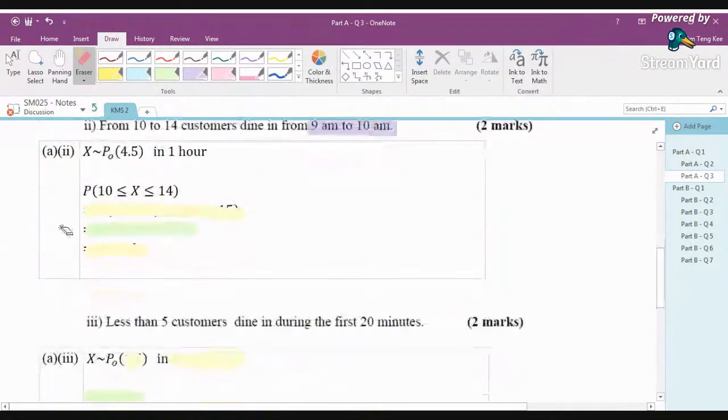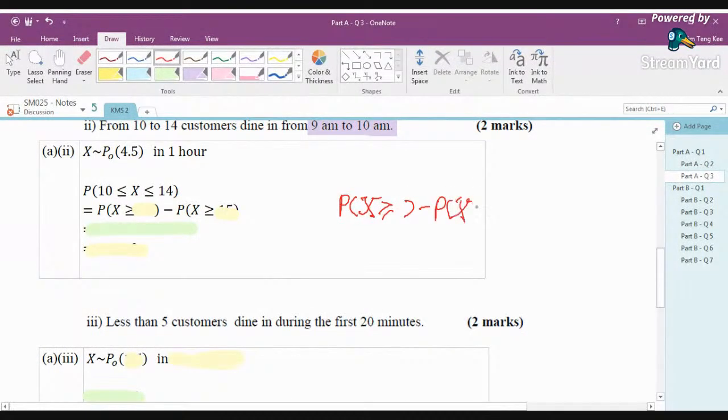And in order to calculate this answer using table, we are not going to list out from 10 until 14 by using formula, but we're going to make use of table. So guys and girls, just have a quick look. Whenever you want to make use of a table, you are actually doing the calculation such that you have P(X ≥ something) minus P(X ≥ another thing). Again, we are going to do the case of X ≥ minus X ≥.